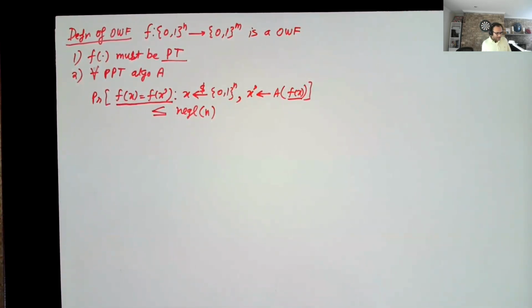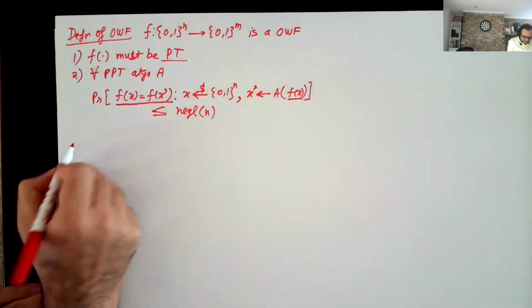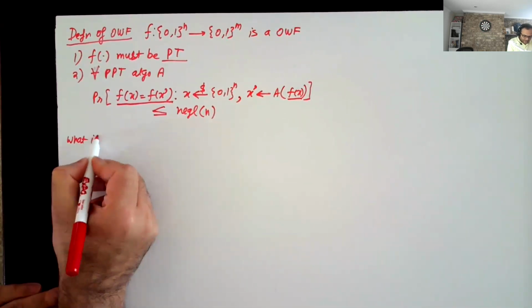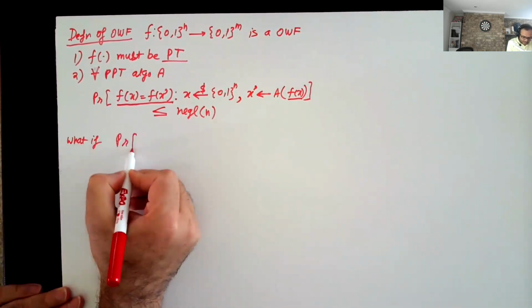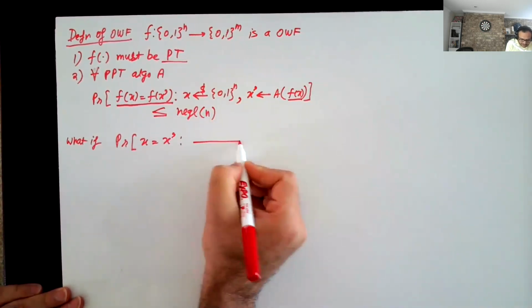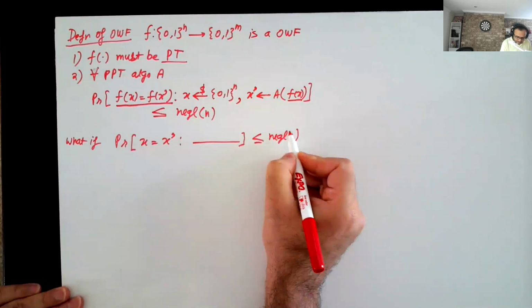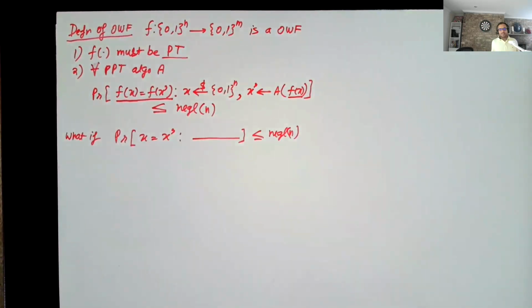Okay. So maybe to understand it better, let's consider the following question. So what if we only required the following: probability of x equals x prime, and the rest remains the same, and we ask this probability to be negligible. Okay. So essentially, we give adversary f of x, and adversary has to give us x exactly. X prime must be equal to x. So that's one way we could have defined one-way functions. Now the question is, is this a good definition?